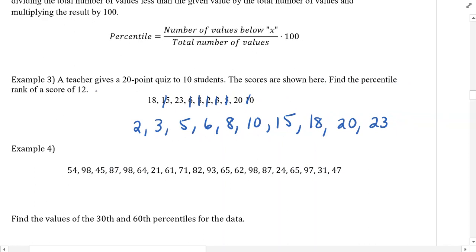Now, the percentile rank of a score of 12. Well, 12 isn't on this list. Let's change that. We're going to make it a score of 10 because that's one of our values. So here's 10. Now, how many values are below it? Well, 1, 2, 3, 4, 5. So 10 is the 50th percentile.